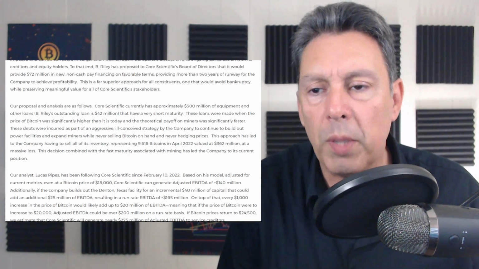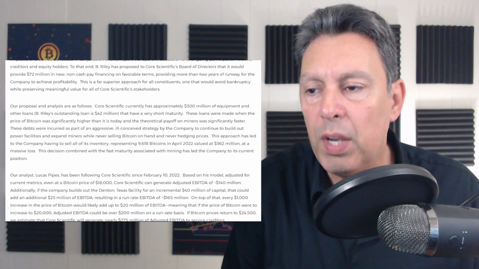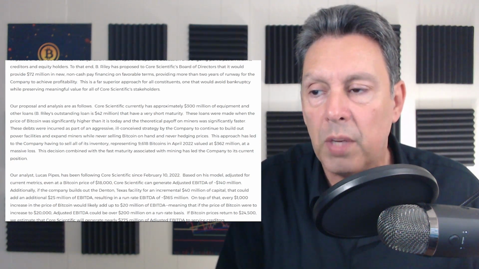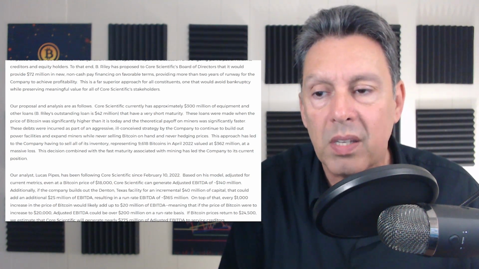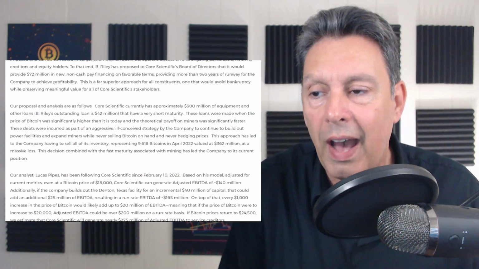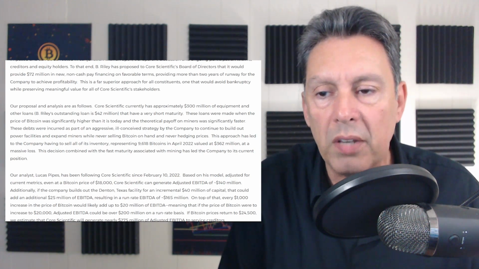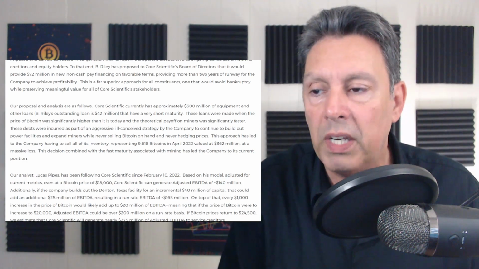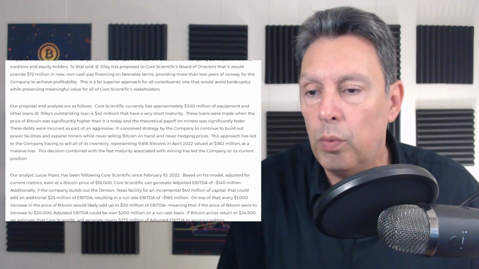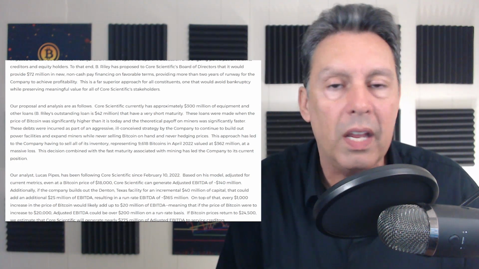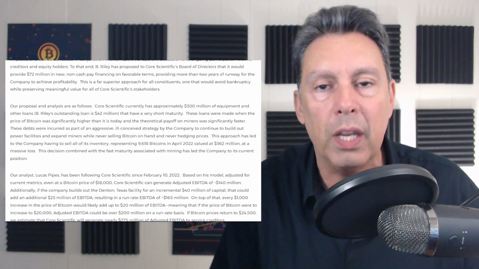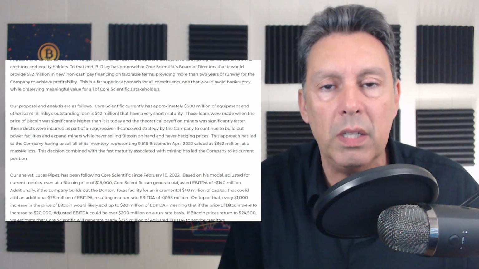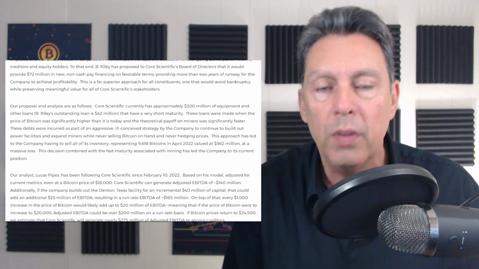Okay, they say these loans were made when the price of Bitcoin was significantly higher than it is today, and the theoretical payoff on miners was significantly faster. These debts were incurred as a part of an aggressive, ill-conceived strategy by the company to continue to build out power facilities and expand miners while never selling Bitcoin on hand and never hedging prices. This approach has led to the company having to sell all of its inventory, and by inventory they mean Bitcoin, representing 9,618 Bitcoin in April 2022, valued at $362 million at a massive loss. So basically they're saying they played this so aggressively without any hedging. Management was assuming everything was going to go right. And, you know, we fell into a scenario where it did not go right. Obviously, we're in a bear market or a crypto winter, whatever you want to call it. So this is not what they were planning for.